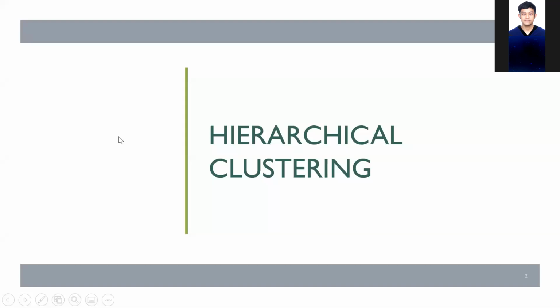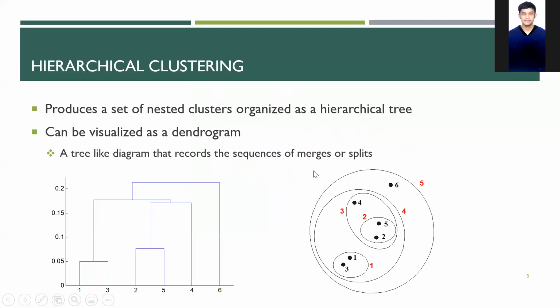Okay, so if k-means is clear, then I will continue to hierarchical clustering. Hierarchical clustering is a different approach from k-means. K-means is partition-based clustering, and hierarchical clustering is hierarchical-based clustering. Hierarchical clustering produces a set of nested clusters, which is organized as a hierarchical tree.